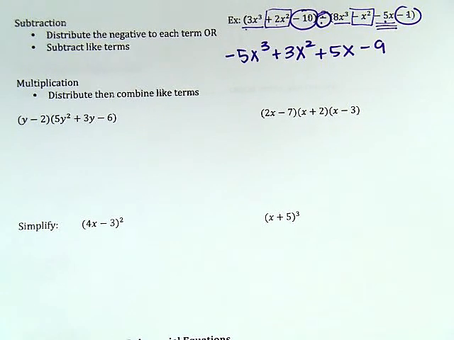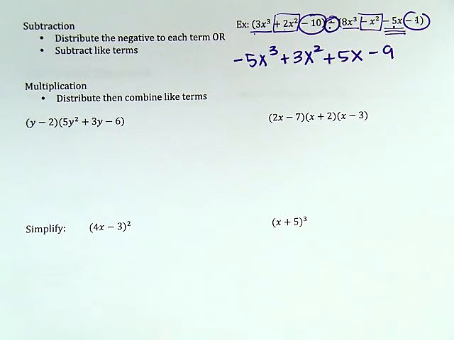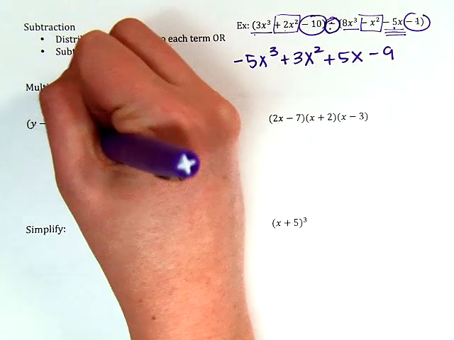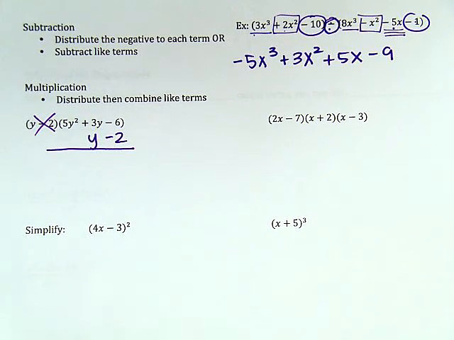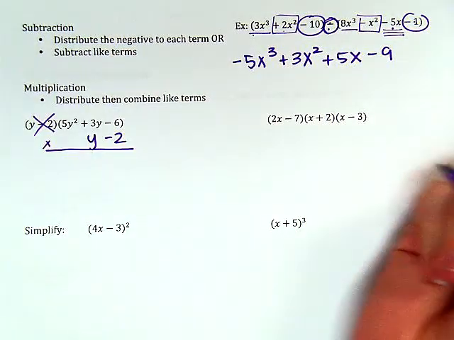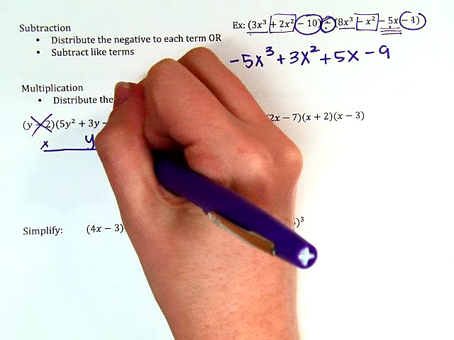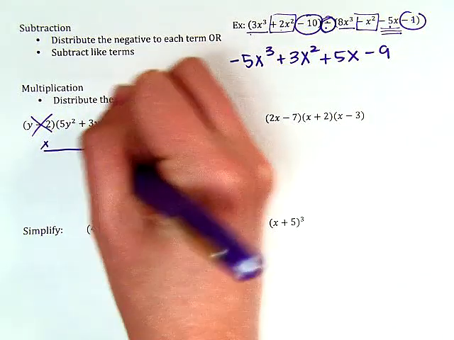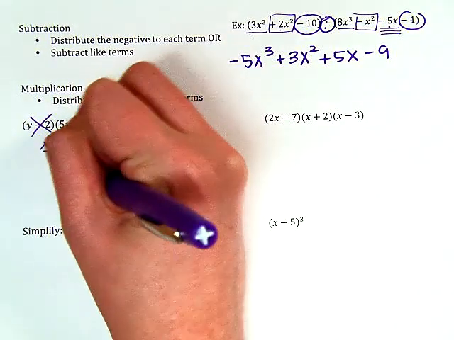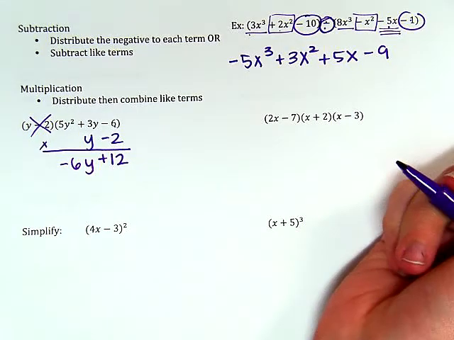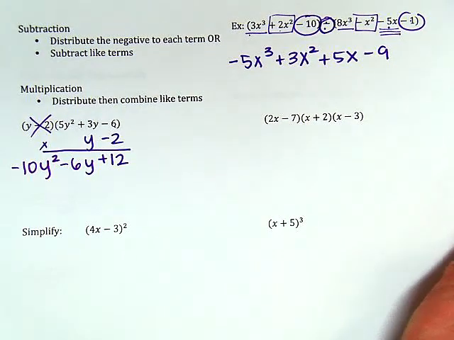Multiplying, just distribute and then combine like terms. So distribute to everything. So starting off with the first one, I like to do multiplication on top of each other, like that instead of that. Because then when I multiply, it's kind of like when you did multiplication with two digits. So we do negative 2 times negative 6 gives me positive 12. Negative 2 times 3y, negative 6y. And negative 2 times 5y squared, negative 10y squared.